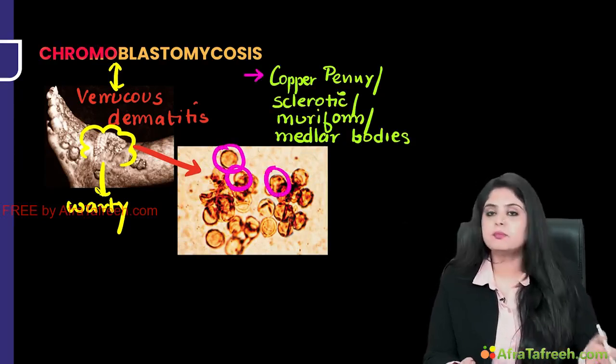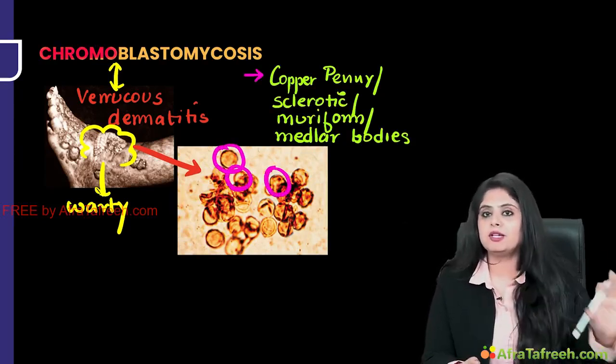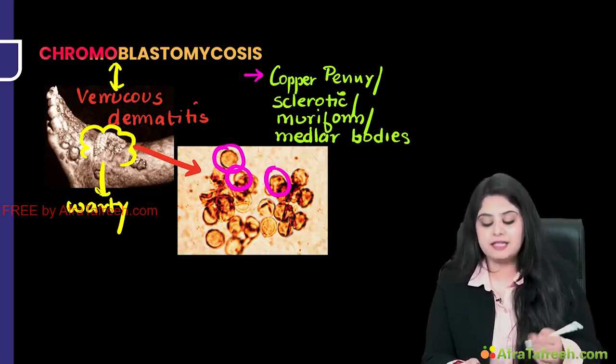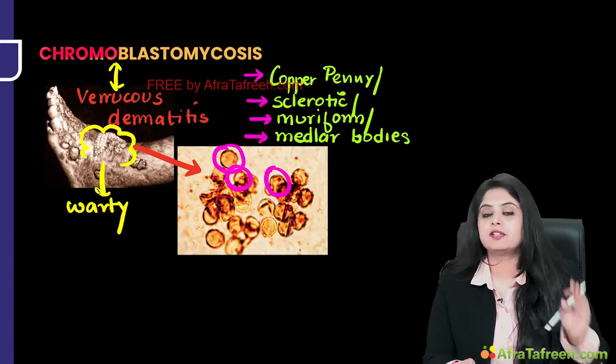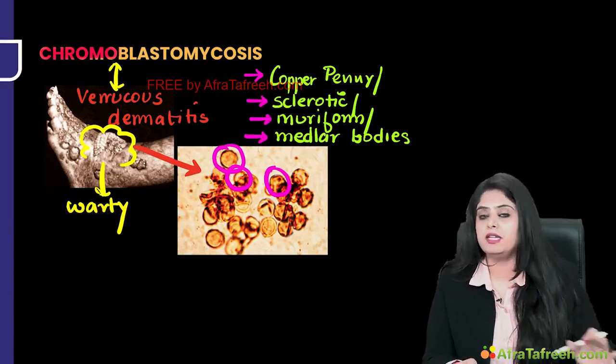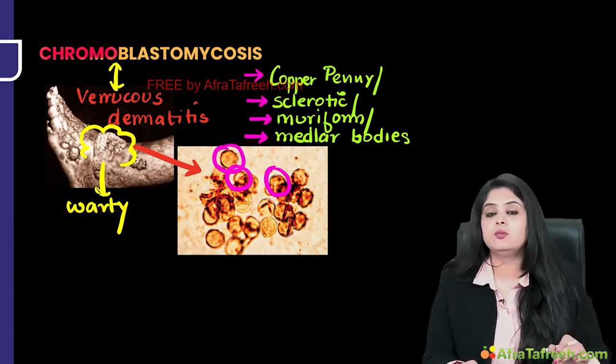But do you think such a simple question will come? Copper penny photo and copper penny bodies? No, they'll ask you the other names. Sclerotic bodies, muriform bodies, and medullary bodies. Sclerotic, muriform, medullary, copper penny, all are the same. They are seen in chromoblastomycosis.